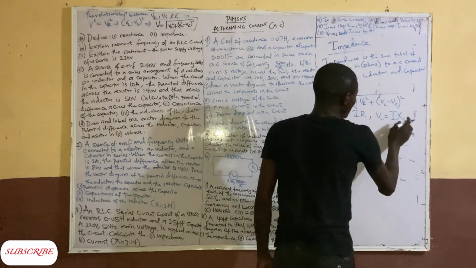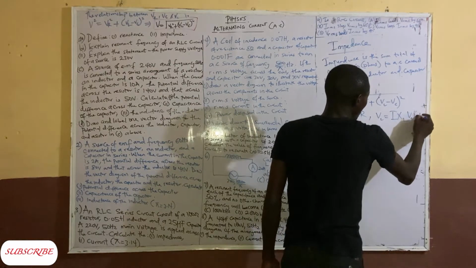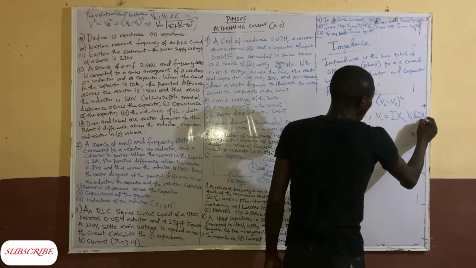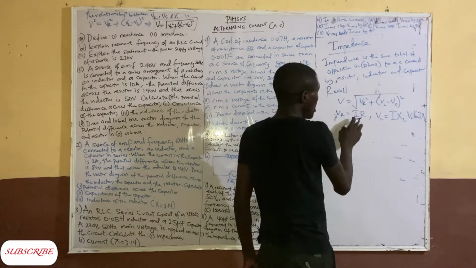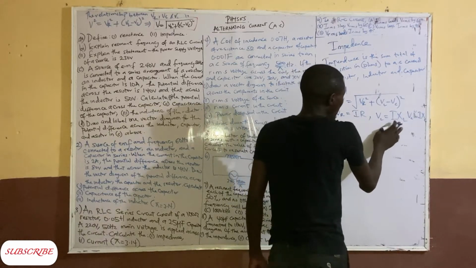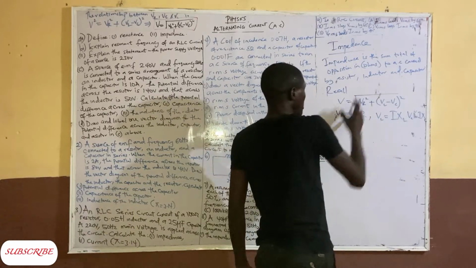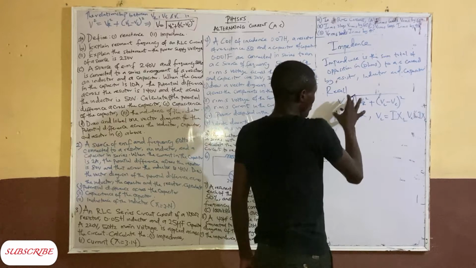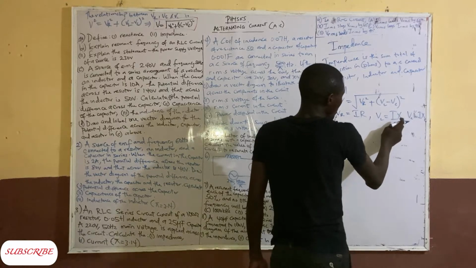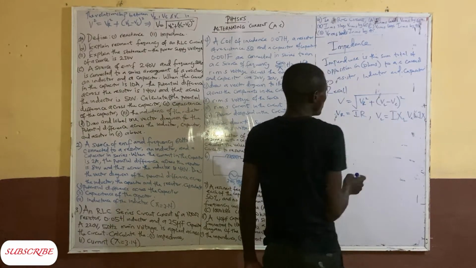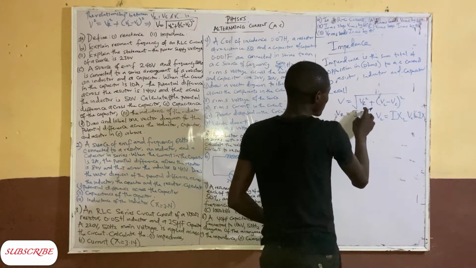And I will still tell us what XL represents. And VC is obtained as I times XC. So these are the formulas: VR is equal to IR, VL is equal to I XL, VC is equal to I XC. So when you substitute these inside this place, you are going to have I squared, R squared, and so on and so forth.